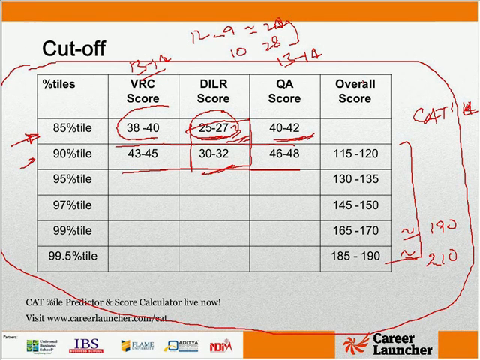I attempted 65, but probably accuracy of 70 only. I am from SC category. Any chance of call? SC category, 65 attempts, 70% accuracy. Yeah, I think forget call. You have a very good chance of perhaps even converting. So probably get underway with your PDP preparations.